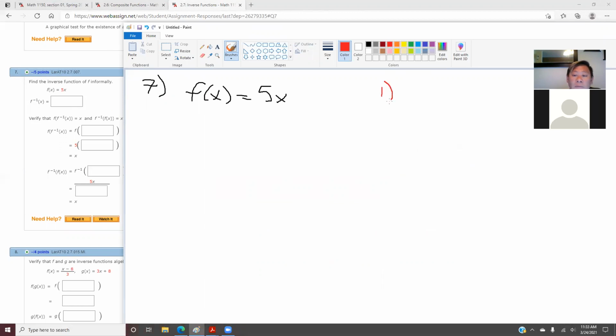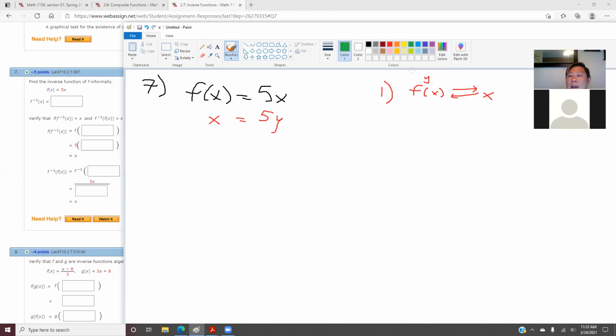Step 1, you have to interchange your f of x and x. So what I mean here is f of x will become x, and x will become y. I usually do not want to do that, f of x is the same thing as y. So I just want to interchange. This is the first step, you interchange your variables.